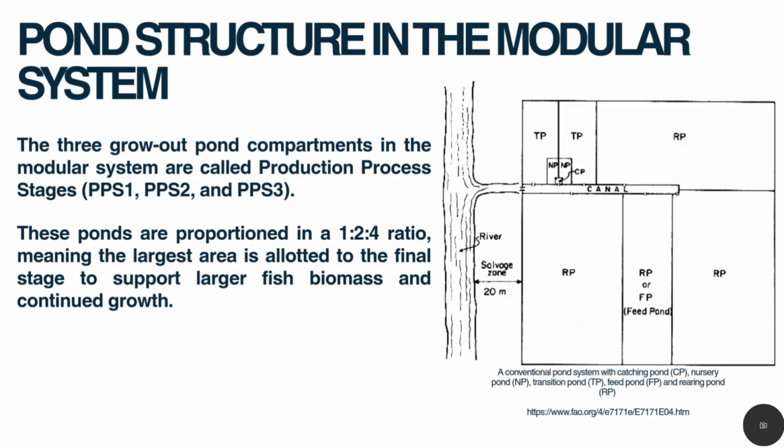The pond structure in the modular system consists of three grow-out compartments known as production process stages, or PPS 1, 2, and 3. These ponds follow a 1:2:4 area ratio, where the largest portion of the pond system is allocated to PPS 3. This design supports a higher fish biomass during the final growth stage and allows continuous and efficient growth as the fish increases in size.